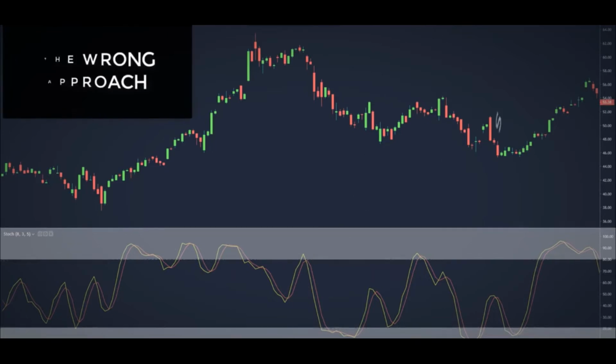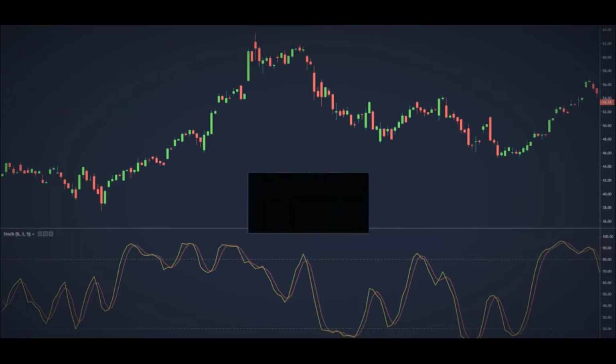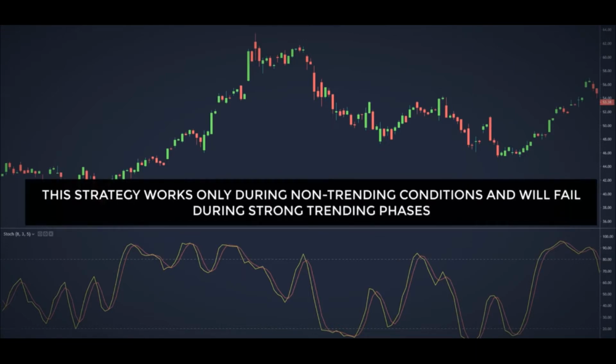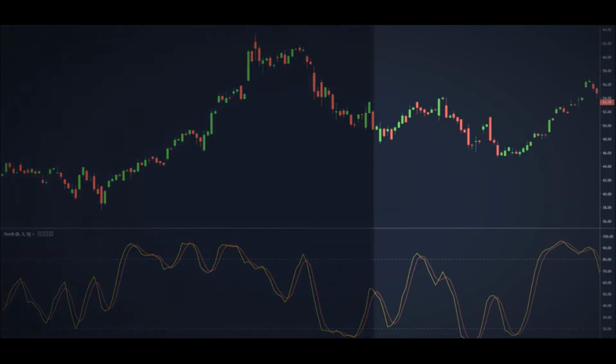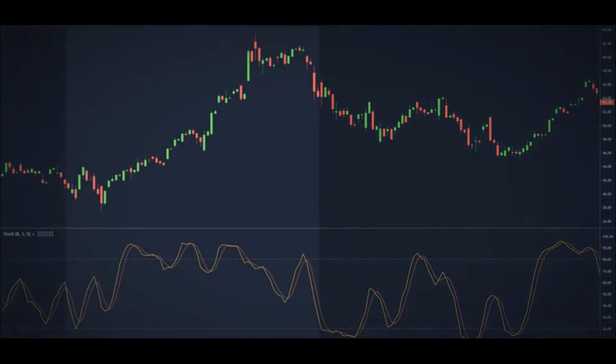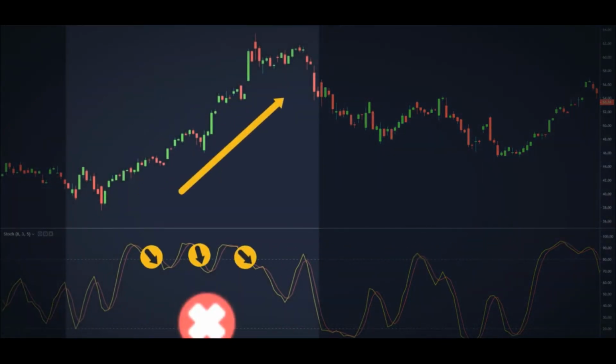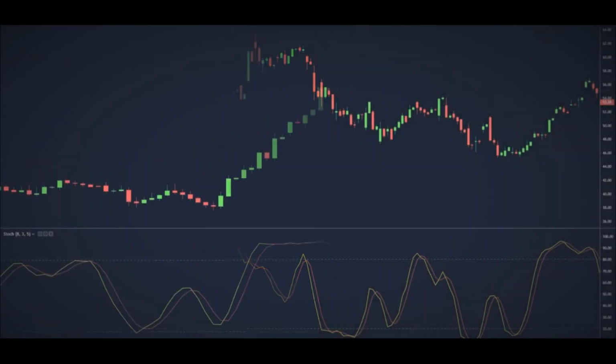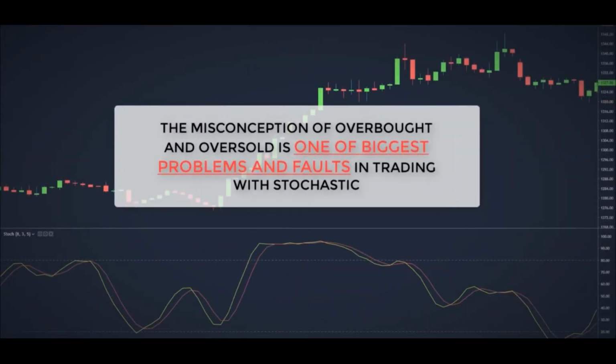Here's the reality. This strategy works only during non-trending conditions and will fail during strong trending phases. During a non-trending market, the stochastic generates some pretty good signals. In a trending market, however, the stochastic oscillator generates a lot of false signals. The misconception of overbought and oversold is one of the biggest problems and faults in trading with stochastic.